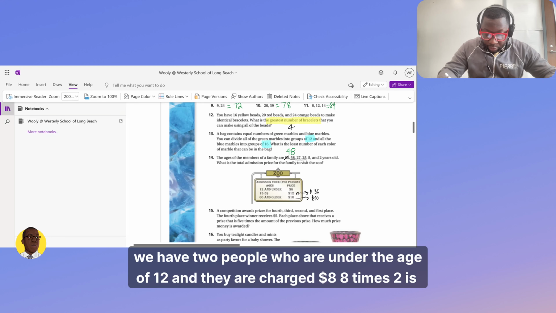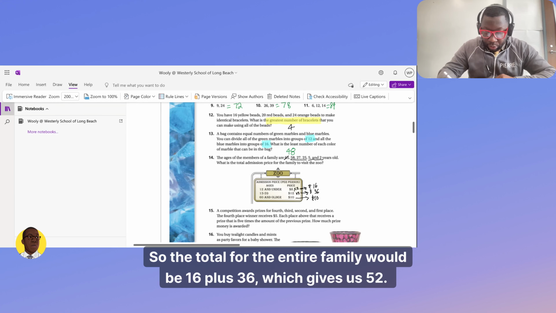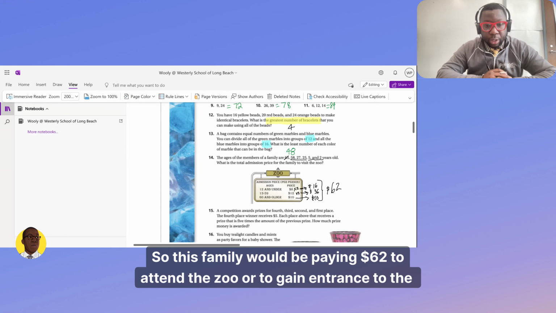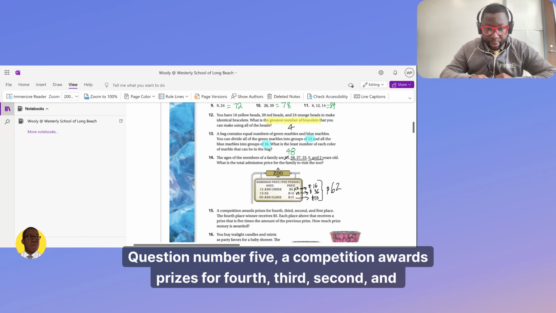And then we have two people who are under the age of 12, and they are charged $8. 8 times 2 is 16. So the total would be 16 plus 36, which gives us 52. And then 52 plus 10 gives us 62. So this family would be paying $62 for admission to the zoo.